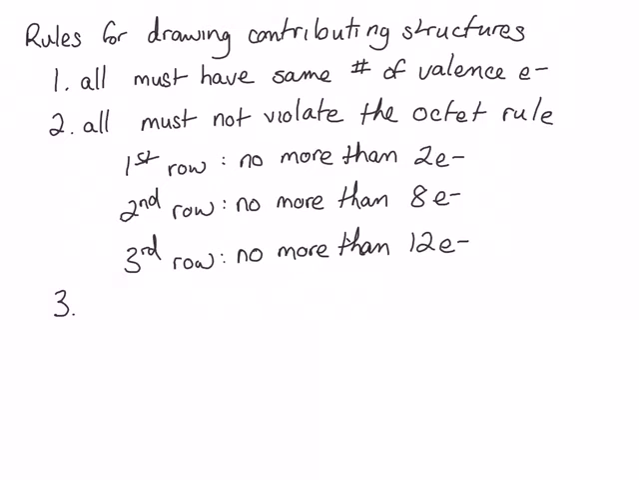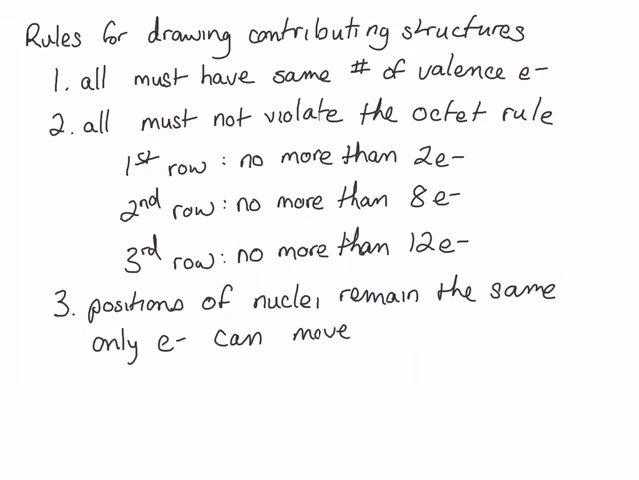states that the positions of the nuclei must remain the same. Only electrons can move. If nuclei move, again we're talking about a different molecular ion rather than contributing structures to the same molecular ion. Now let's look at an example. We are going to draw resonance structures for the following molecule.